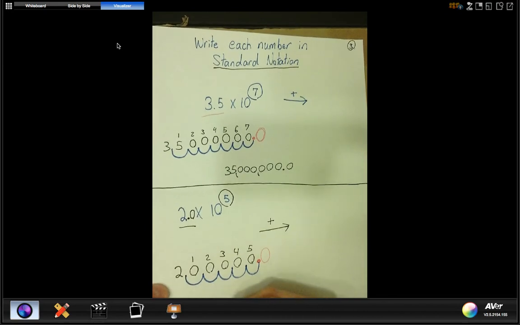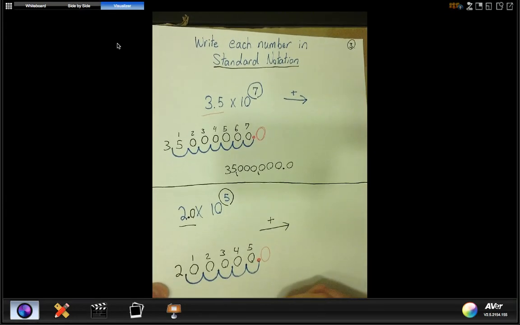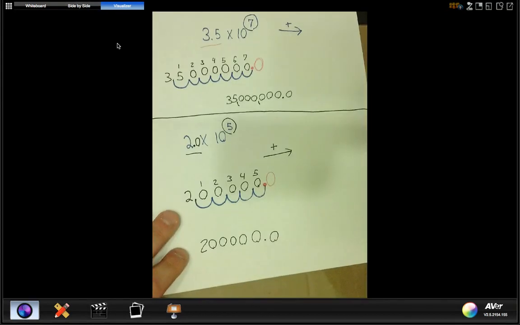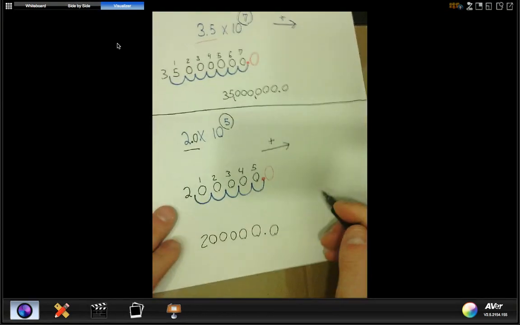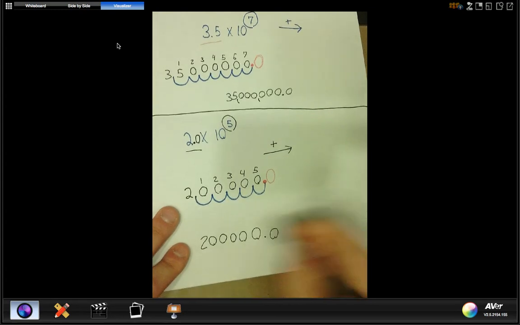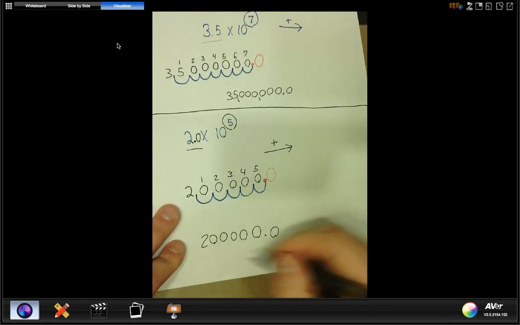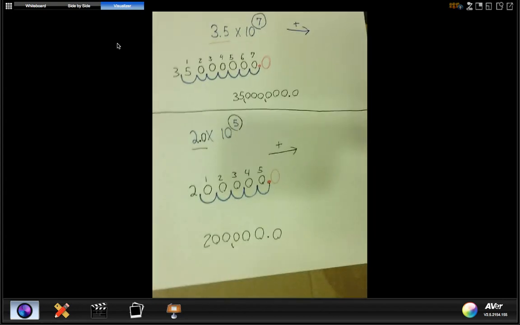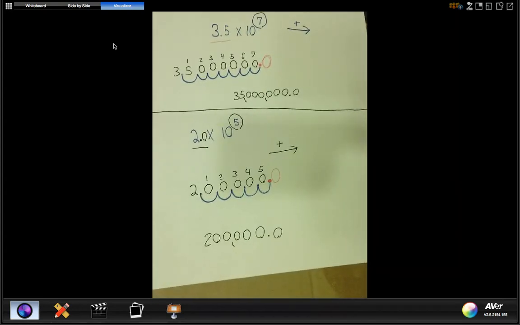2, 0, 0, 0, 0, 0.0. Ooh, it's right there. My fault. I'm okay with this, but once again, let's make it nice and clean with some commas. 2 times 10 to the 5th power comes out to roughly 200,000.